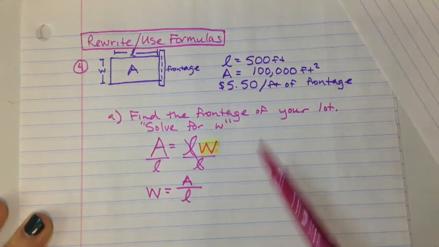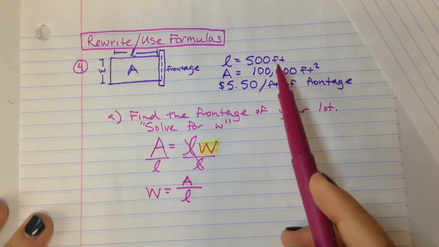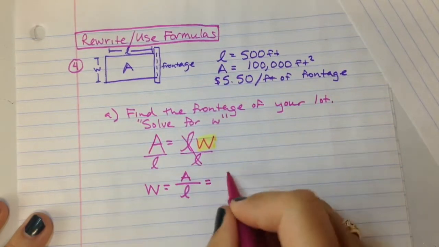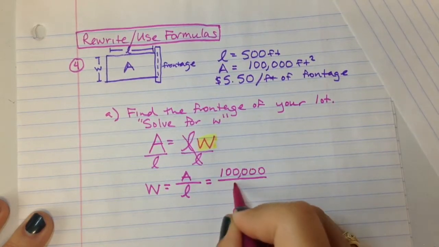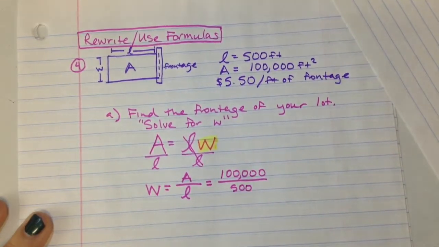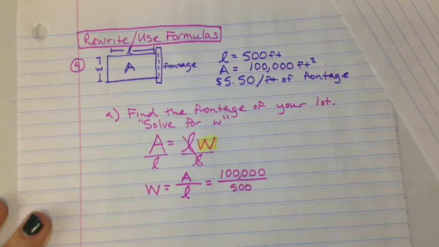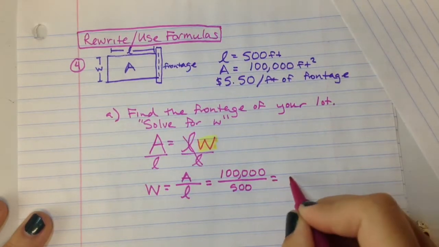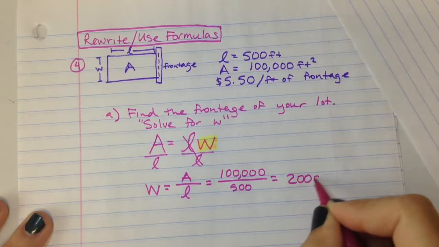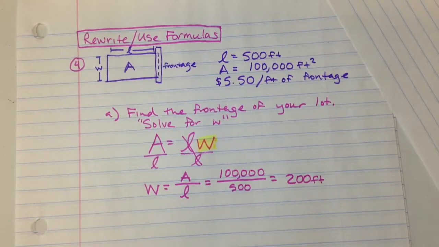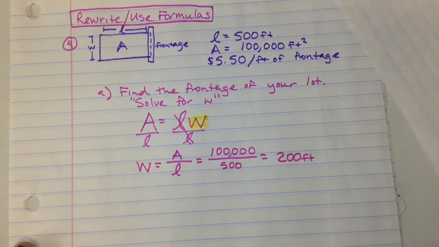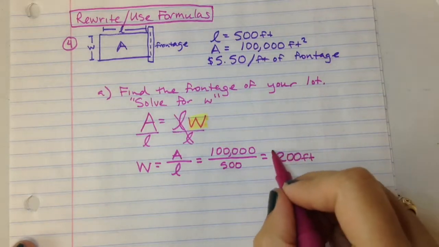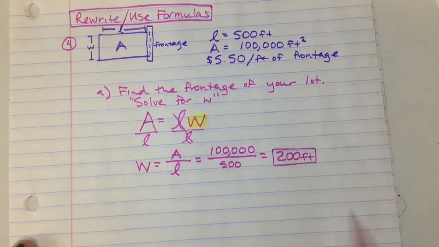Well, don't I know both the area and the length? I do. Those were given to me. So I should have 100,000 divided by 500. When you plug that into a calculator or do it in your head, you should get that your width is 200 feet. The benefit of this changing it is that we just get to plug and chug. We solve with variables, plug and chug with numbers. So my frontage is 200 feet.